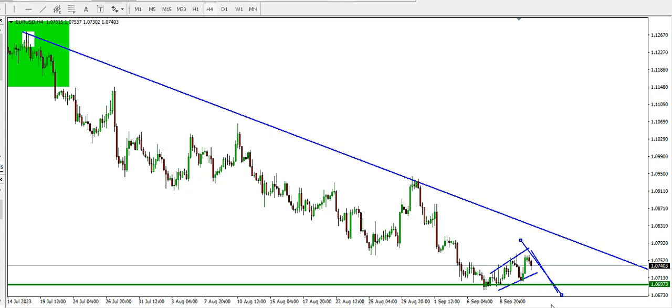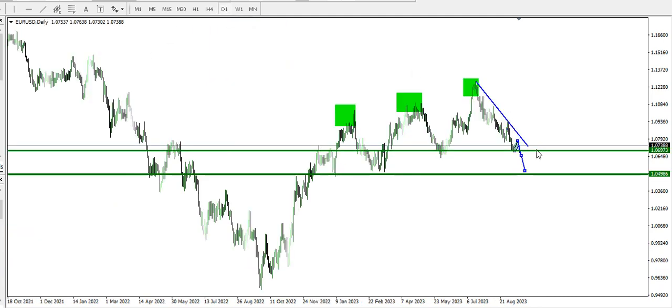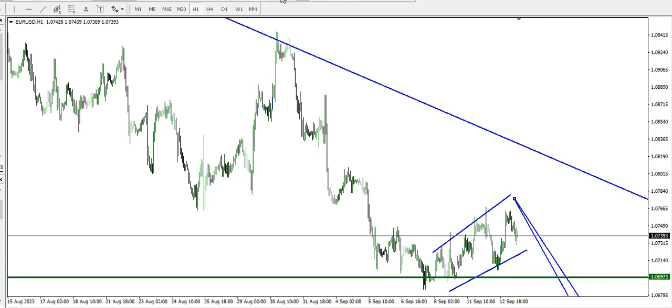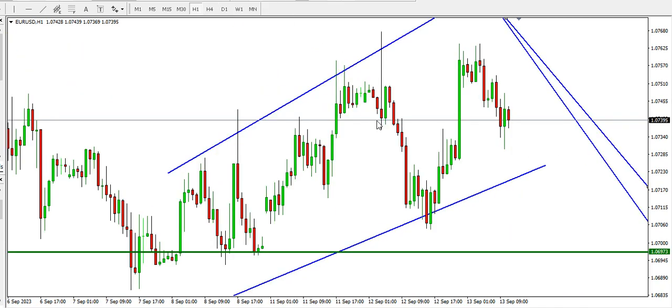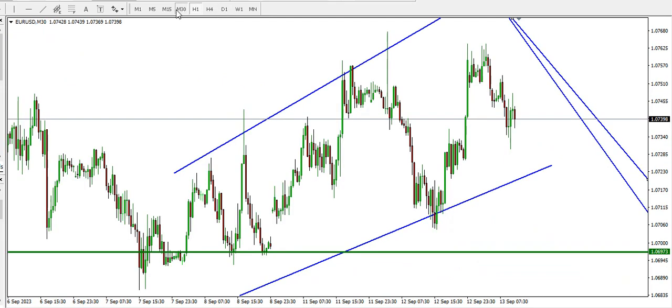Let's see, where does that lead us to? Just a minute. Okay, so targets are 1.04986. Okay, so that's that for the 4-hour time frame. Bear flag in place. Same with the 1-hour time frame. Bear flag in place. On the 30 minutes time frame, what we have is still ranging.